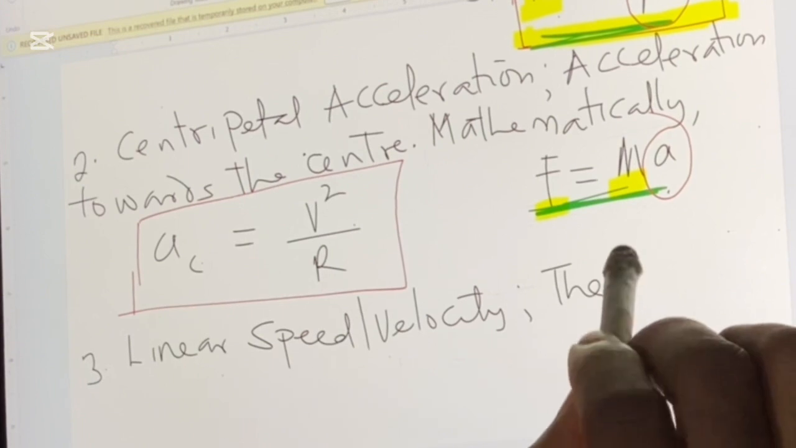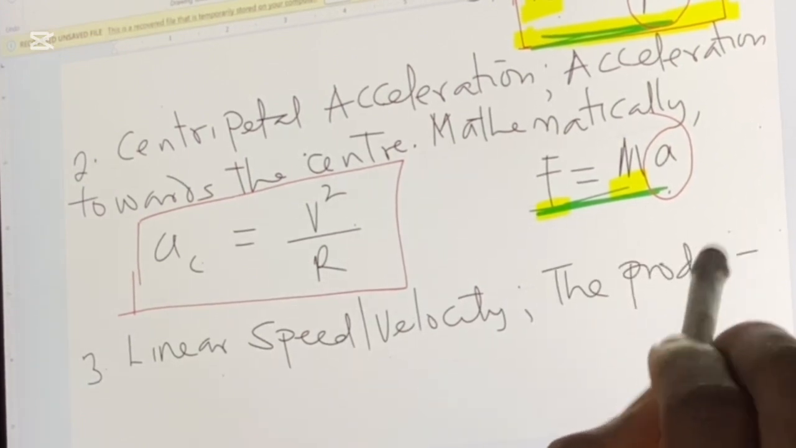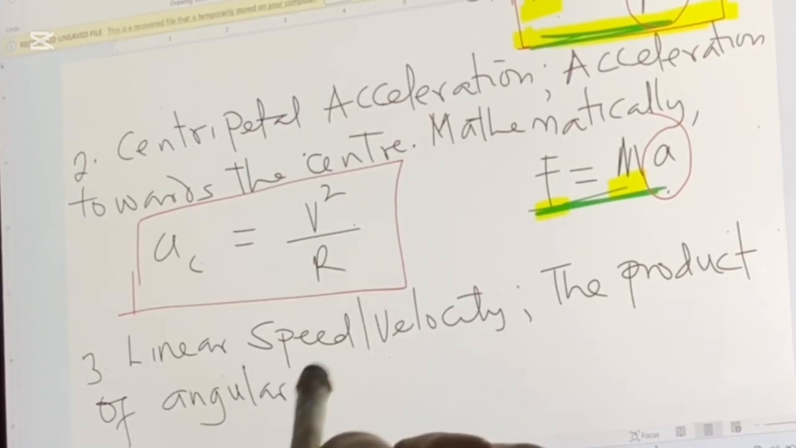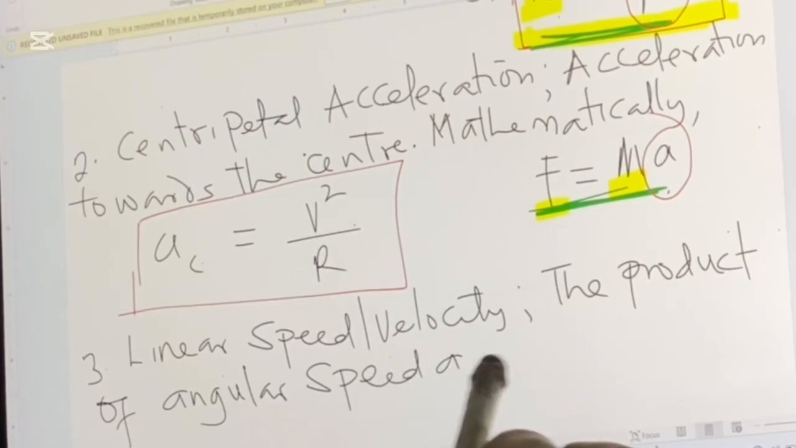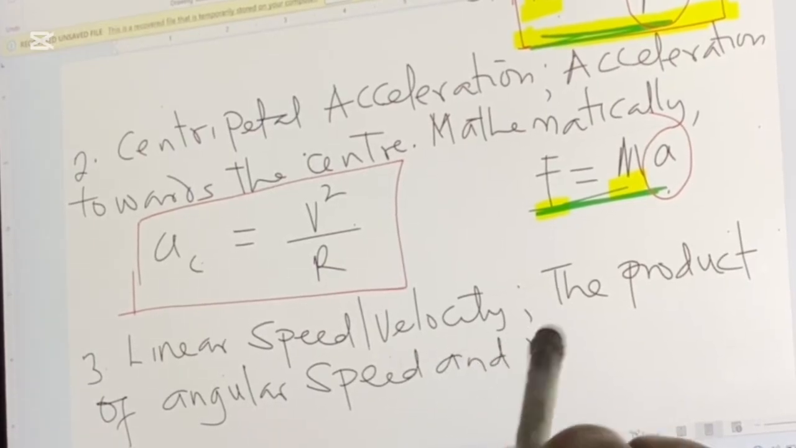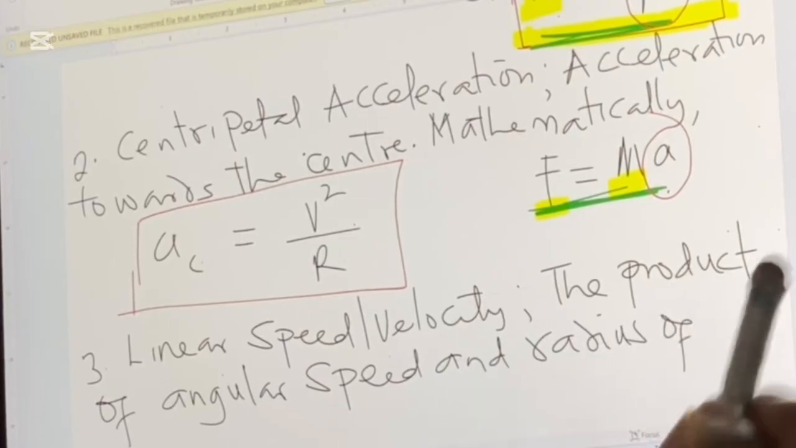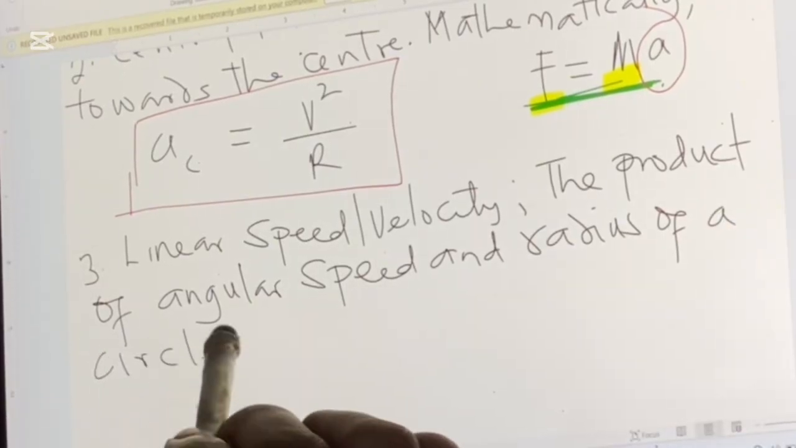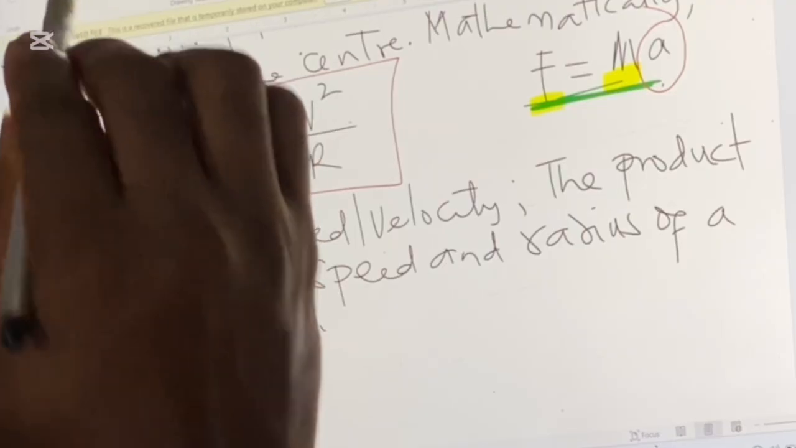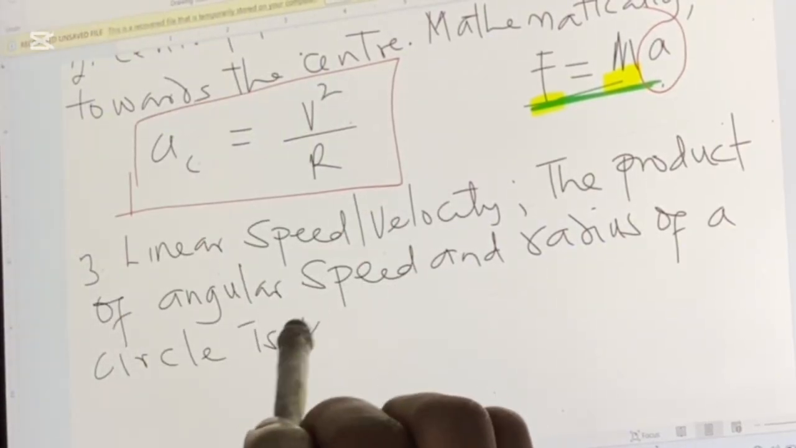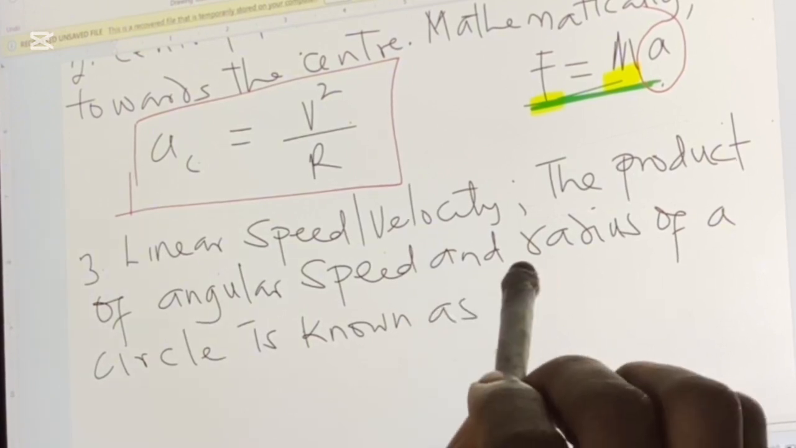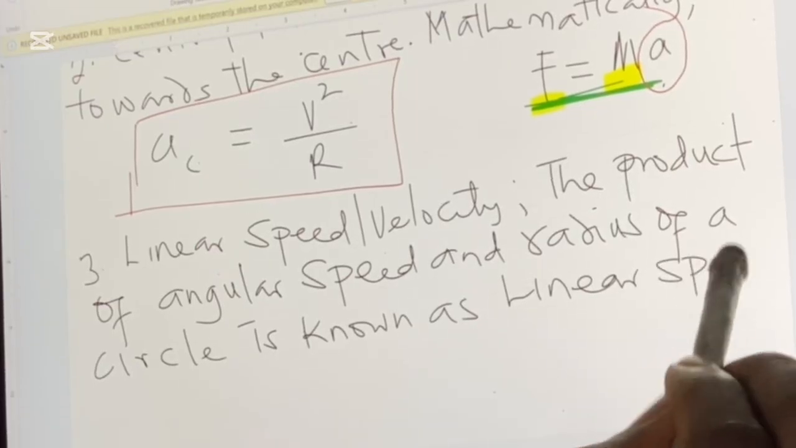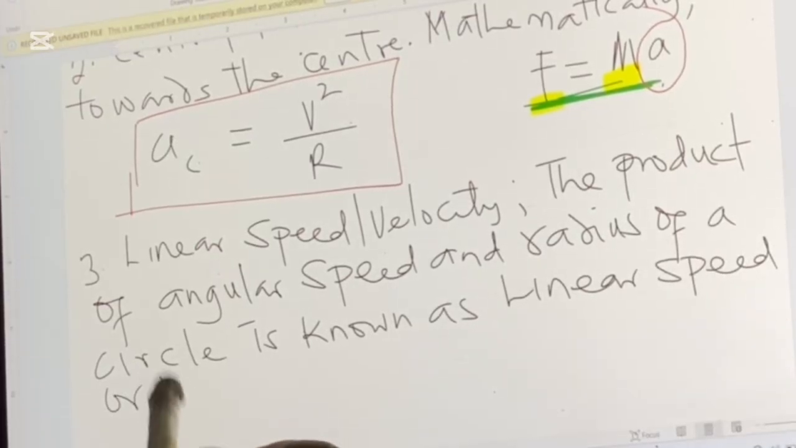The product of angular speed and radius of a circle is known as linear speed or velocity.